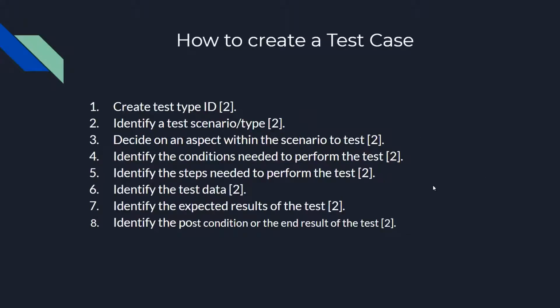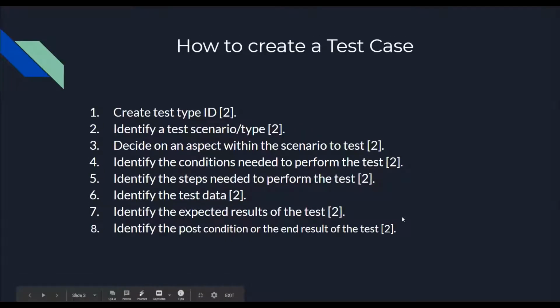How to create a test case. This is done by following the steps listed on this slide. First, the tester is able to create an ID for the test case. Next, a scenario or test type is identified to test the software. The tester will then identify the aspect within the software or scenario they would like to test, the conditions and steps to perform the test, and the data they will be testing. Finally, the tester identifies the expected results of the test and then records the actual results or post-conditions of the test once it is performed.